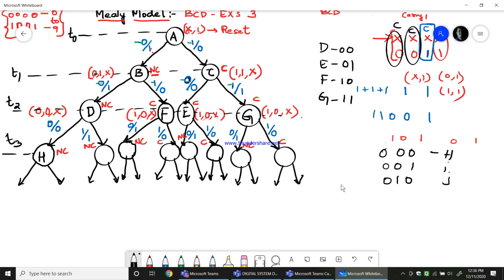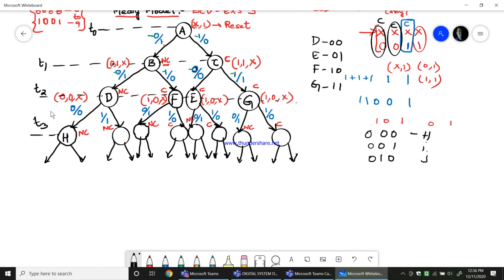Okay, so therefore if 0 0 0 is H, 0 0 1, you should search for 0 0 1. So this is 0 1 1, it can't be. So 0 0, here it is 0 0 1. See, this input is 0, previous state input is 0, previous state input is 1, therefore this becomes I. J would be 0 1 0. So where do you get 0 1 0? This input is 0, previous input is 1, the previous input is 0, therefore this would be J.